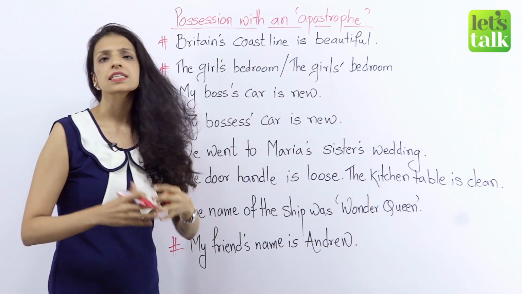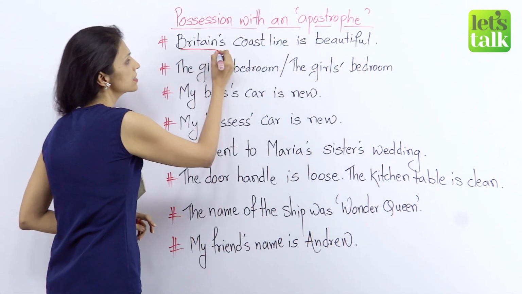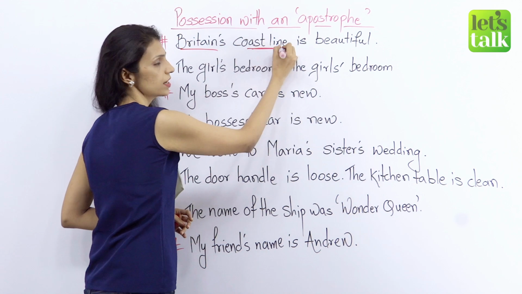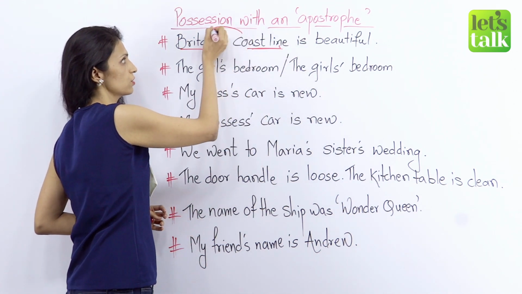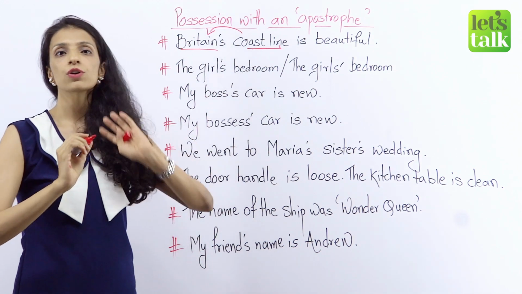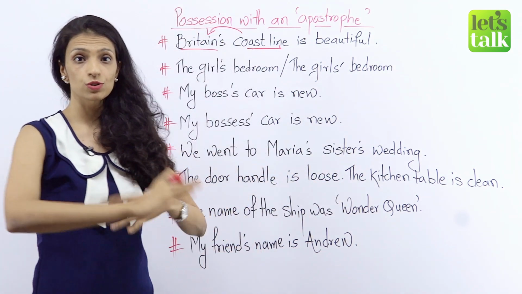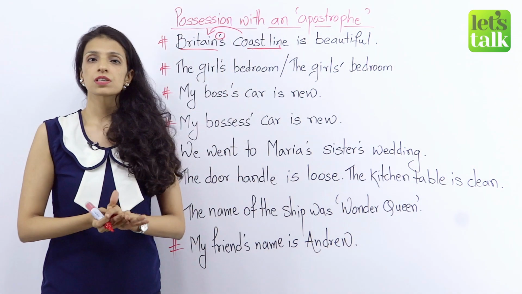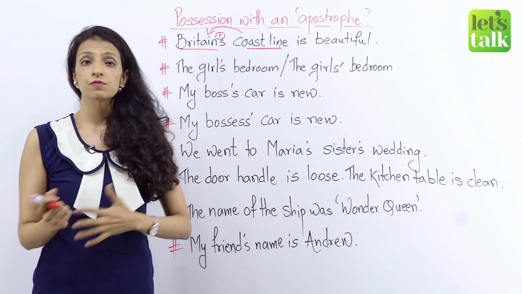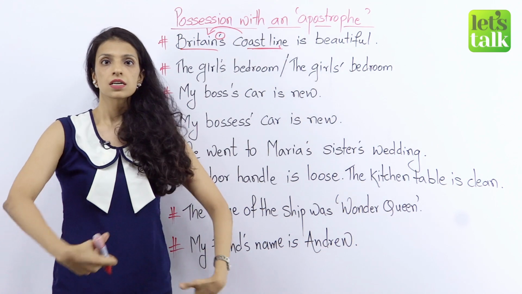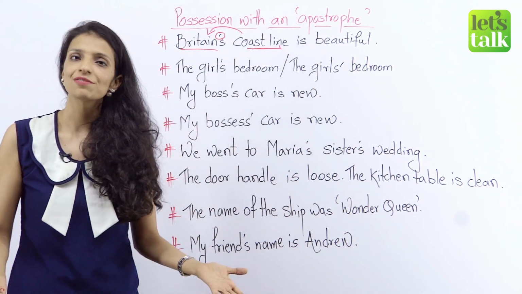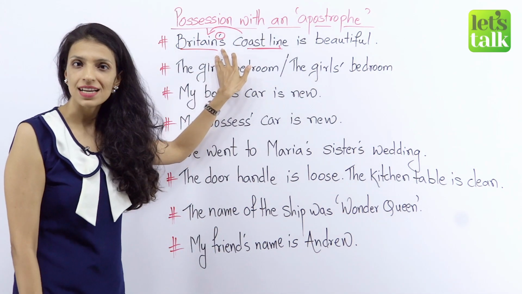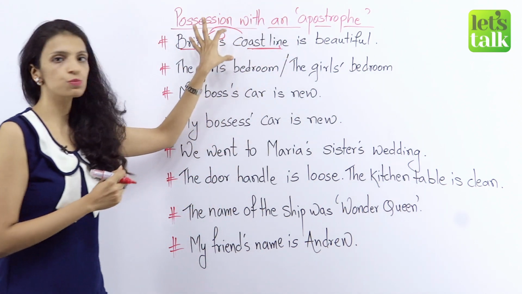So let's start with the basic cues. The first one says, Britain's coastline is beautiful. Now the coastline belongs to Britain, it belongs to Britain, and it is beautiful. So when you want to show something belongs to someone or something belongs to something, you put an apostrophe. It's very important to put an apostrophe, especially when you're writing, because if you don't and you just put an S, it means Britons in plural. And unfortunately, we do not have Britons in plural. So Britain apostrophe S. Remember, the coastline that belongs to Britain.